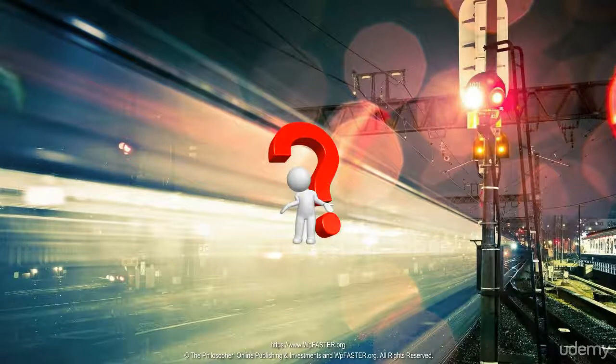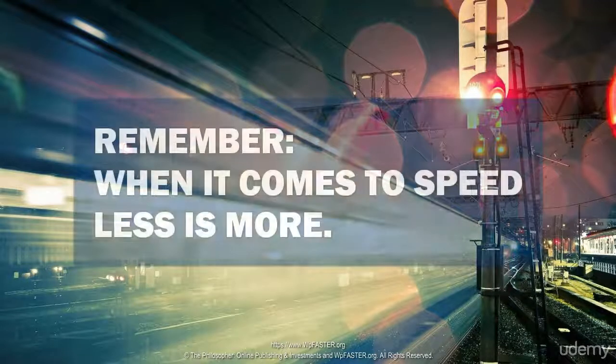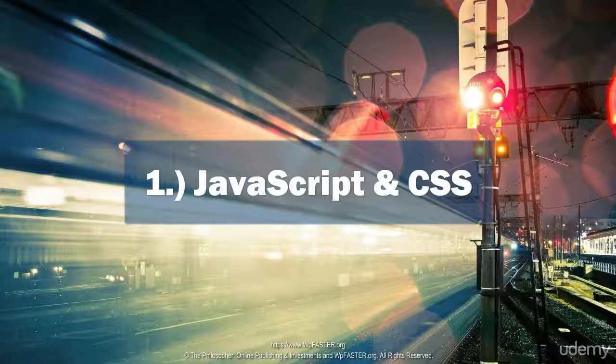So why does the number of these requests that our website initiates matter? It matters because it relates to the general optimization rule discussed in the previous lecture. When it comes to speed, less is more. There are, however, some specific optimization rules relating to HTTP requests that should here be mentioned. The first has to do with JavaScript and CSS, how less of those means more for the speed of your website.